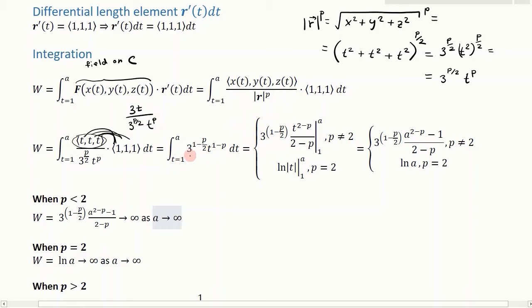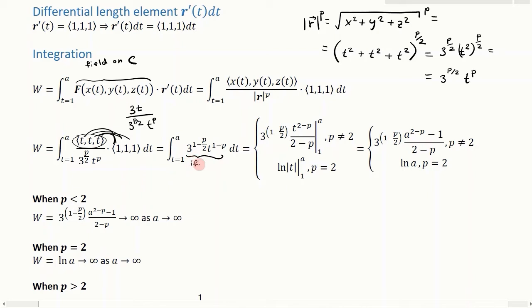On the next step, I integrated. So I wrote 3 to the power of (1 minus p) over 2, and then t to the power of 2 minus p divided by 2 minus p. But we need to be careful because this only works when 2 minus p is not 0. So this is the case p not equal to 2. When p equals 2, we need to integrate it separately. So let me do that.